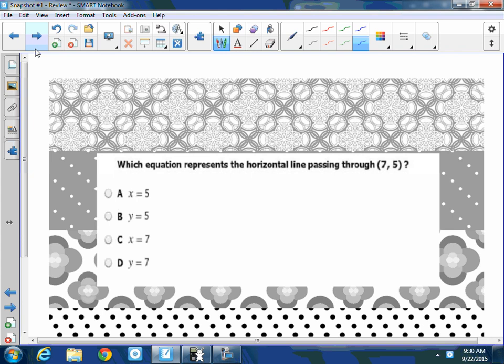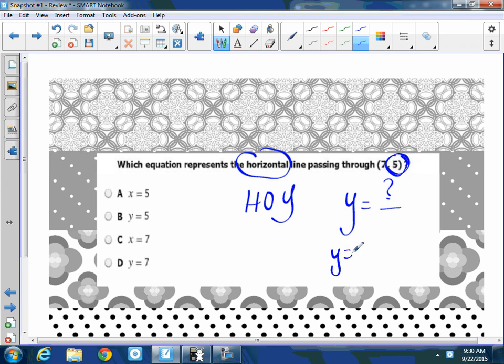Which equation represents the horizontal line passing through 7 and 5? All right, horizontal line. Again, I think about HOY, which tells me that a horizontal line has a slope of 0 and that the equation is y equals a number. Now, which number would it be? All you need to do is come to your point and look for the value of y, and it's 5, which means all the y's will be 5. So the equation of the line would be letter B.